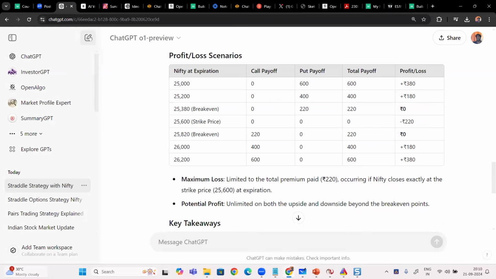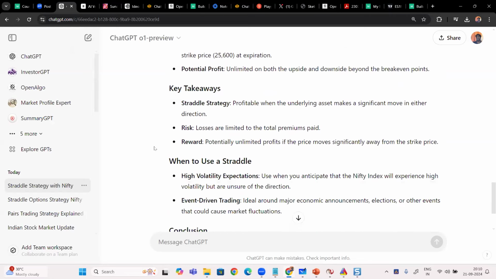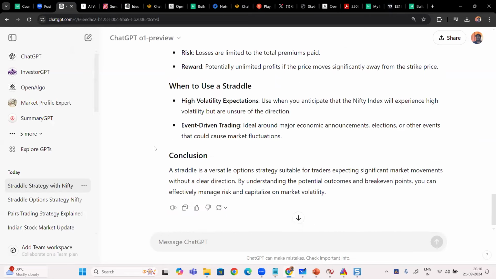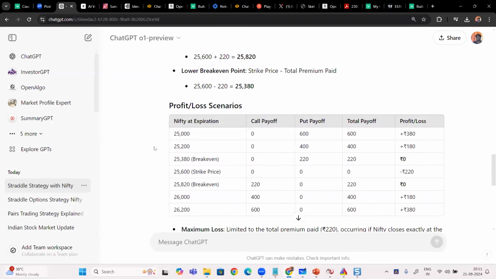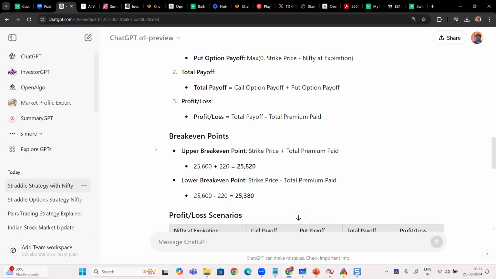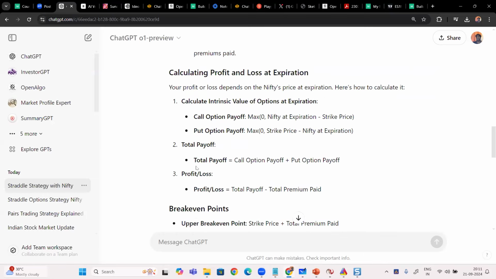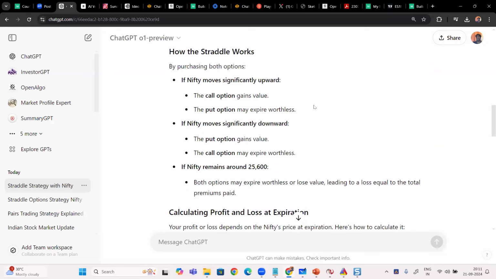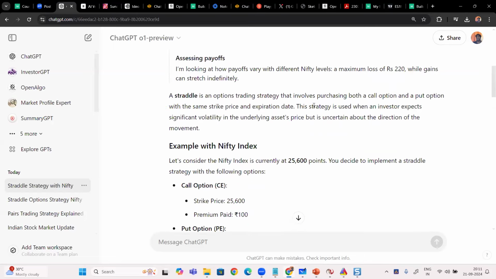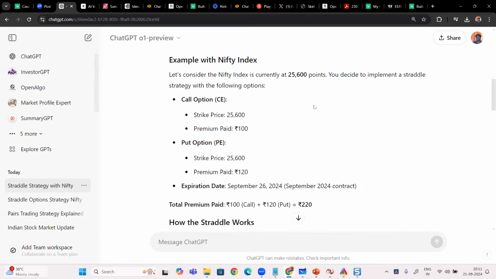It's not stopping here. It gives key takeaways, when to use a straddle, and it comes up with a conclusion. So this model is even better in terms of reasoning. It also has very good mathematics, and it explains the formulas, right? And it's very brief. Probably I would say it's like a mini Zerodha Varsity in front of you.